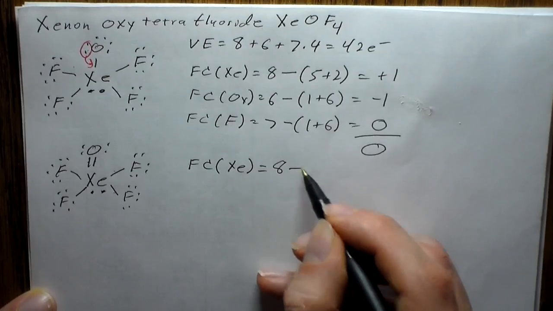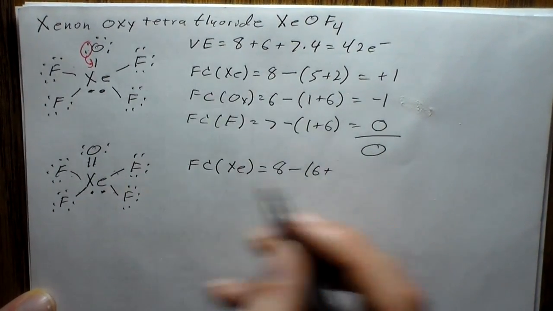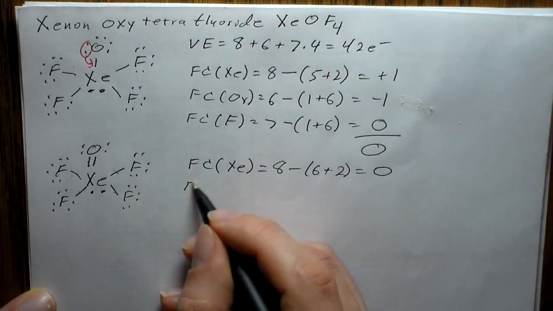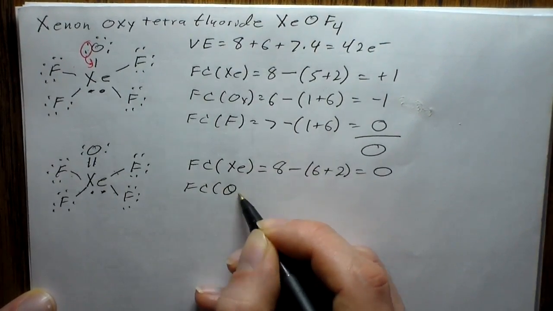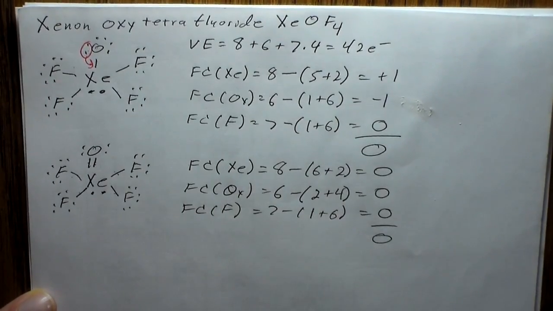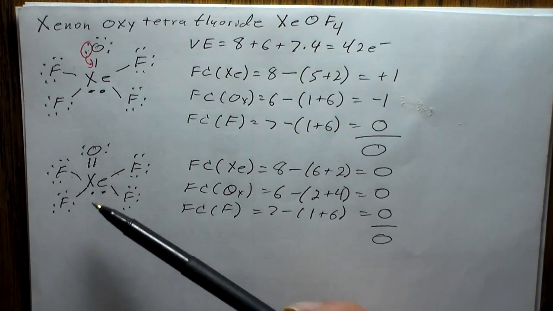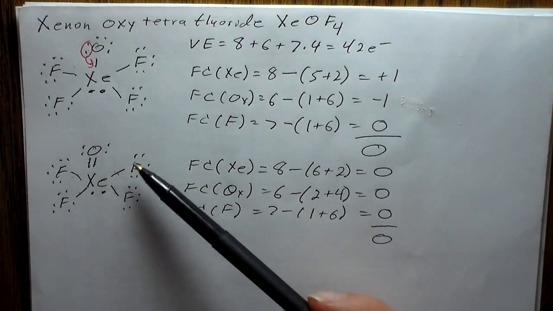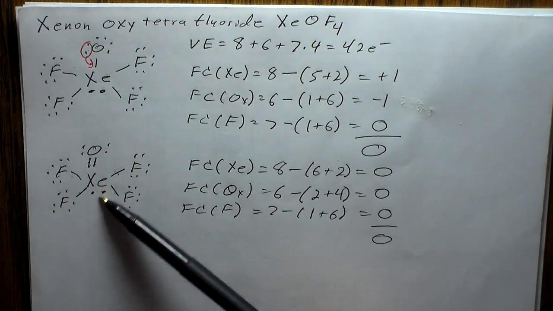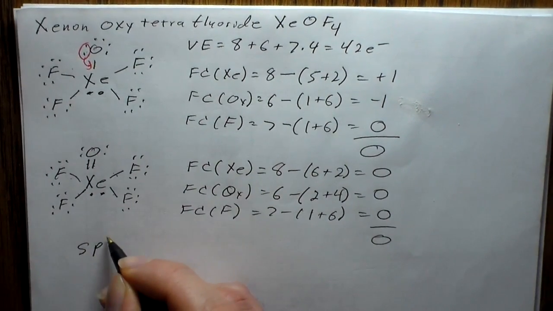So in this case, that's going to be 8, and now I have here 1, 2, 3, 4, 5, 6 lines plus 2 dots. So that's going to work out to be 0 for my xenon, and the oxygen and fluorines are exactly the same. So that obviously just works out to be 0. As for my hybridization, in this case, well, here I'm attached to 1, 2, 3, 4, 5 things and a lone pair, so that's going to be 6 things total. So this is going to be an sp3d2.